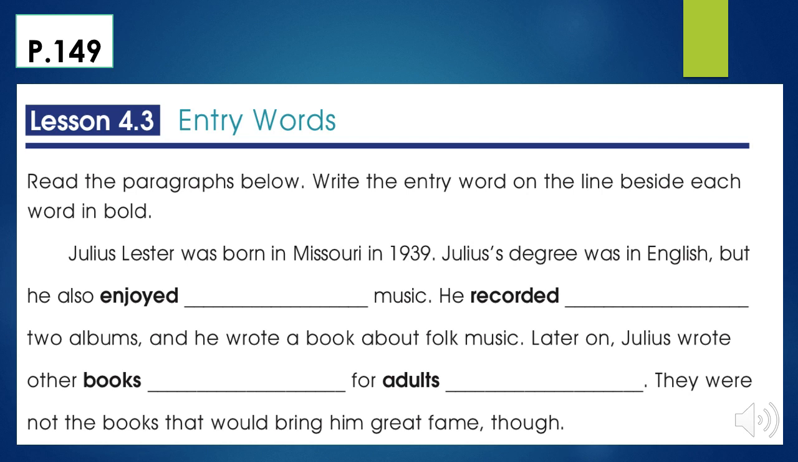The first bold word is enjoyed. So what is the base one of this word? Enjoyed. It's enjoy. Good. Recorded. Where is the basic form of this? The base form of this word? It's record. Very good. So we remove the ed.